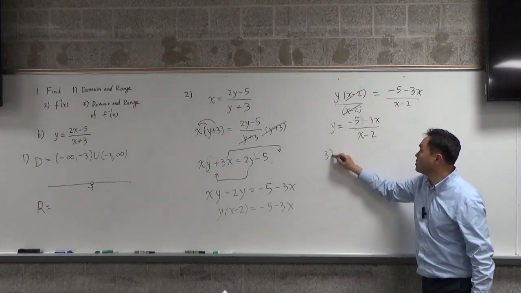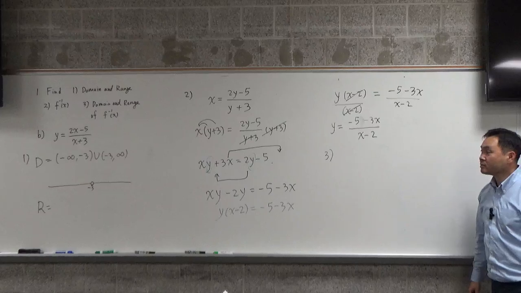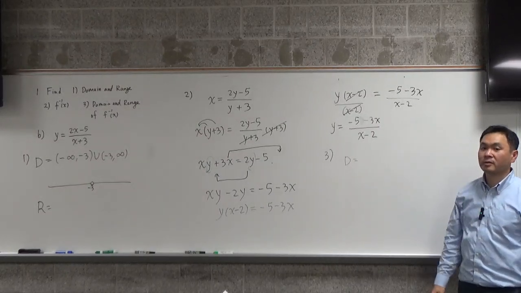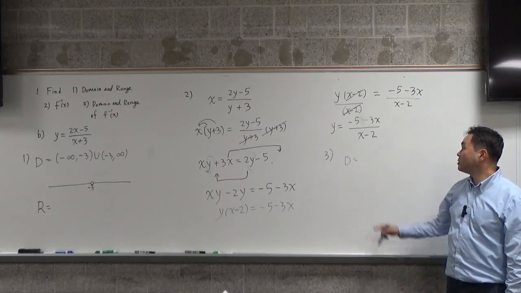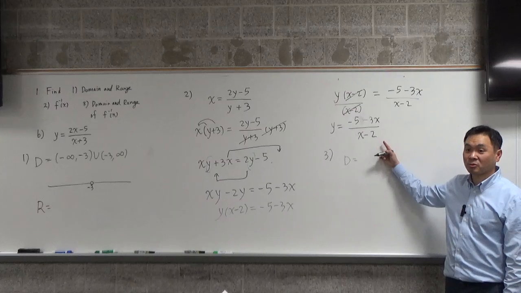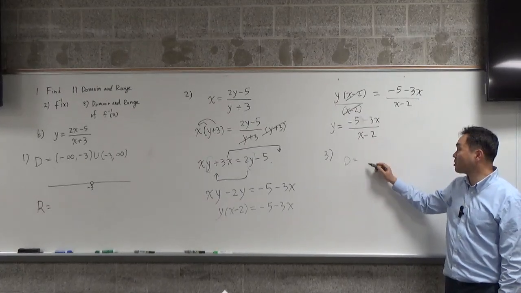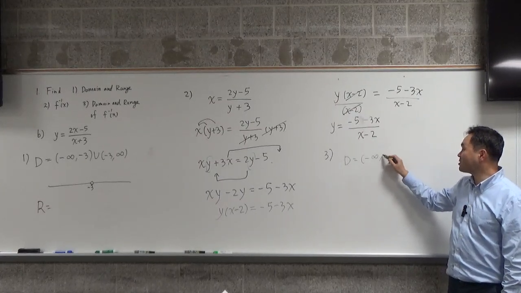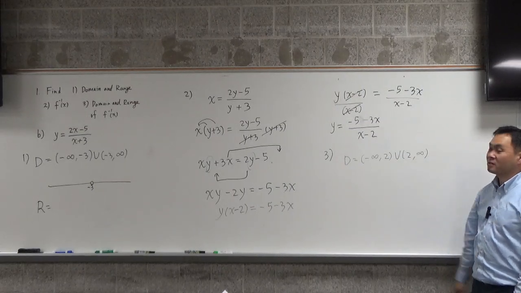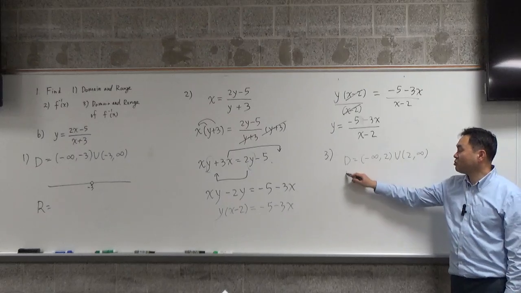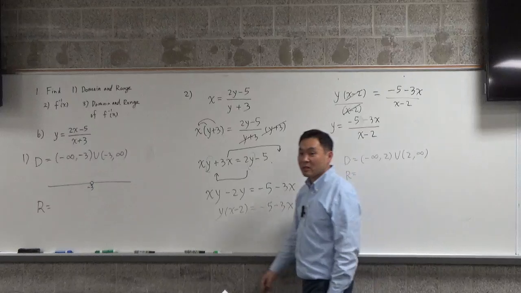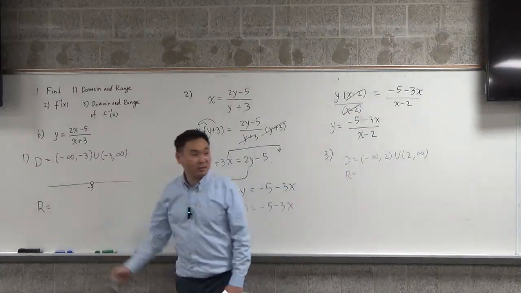Okay. Now, what's the domain of this function? What's illegal this time? Positive 2. 2 minus 2 is 0. So it'll be all reals except 2. What's the range? Well, it'll be the domain of the original function, right? Yeah.